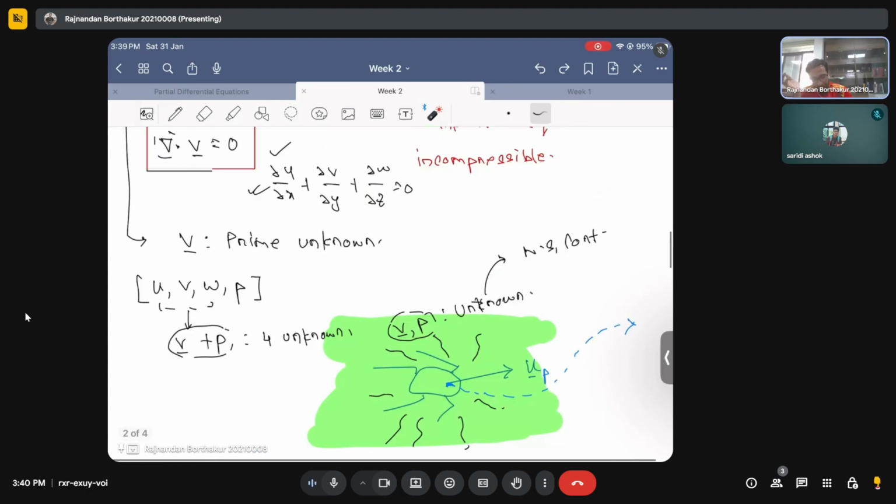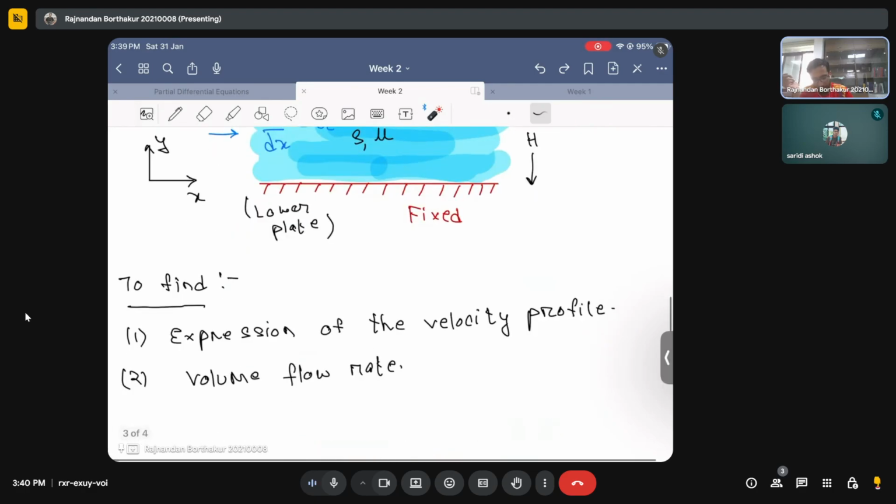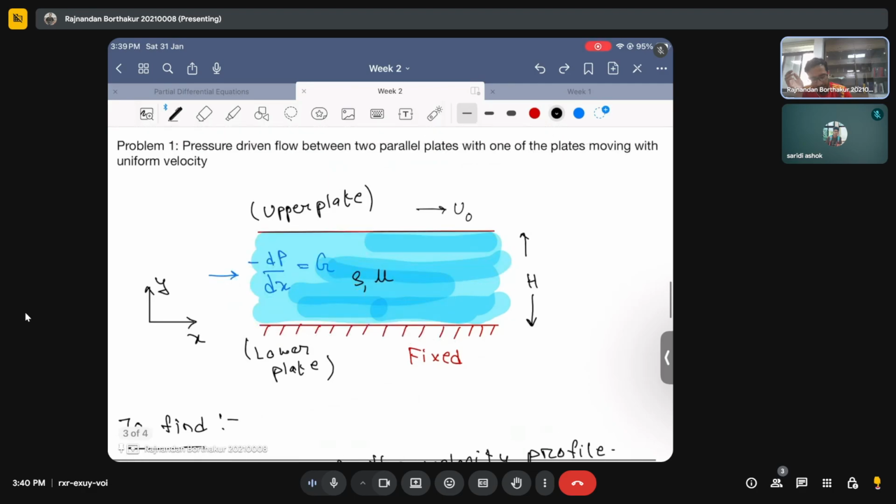Again, the objective is similar to the one that we discussed here. This is basically a broad overview, but the objective is similar. We require to get the velocity profile, and after getting the velocity profile, our objective is to calculate the volume flow rate. So this is something that we need to calculate when we solve this problem.